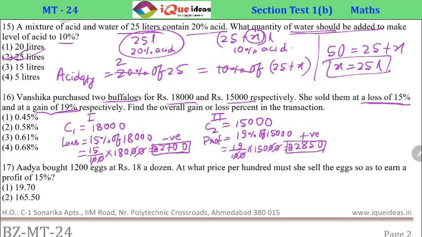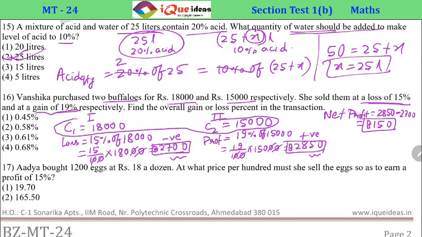So what happens? Net, will it be a profit or a loss? You tell me. There is a loss value of 2,700 and a profit value of 2,850, right? So it will be a net profit because the profit value is higher. And net profit will be equal to 2,850 minus 2,700, that is 150 rupees. That is the net profit. And the total cost price will be equal to 18,000 plus 15,000, that is 33,000. This is the total cost price.